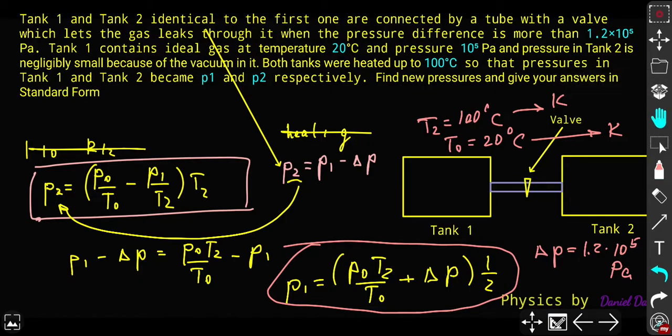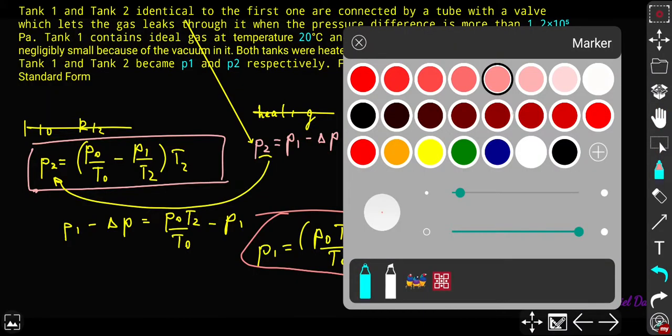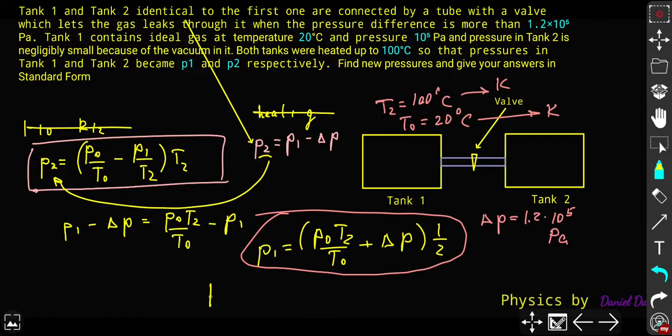So what I've calculated here, I found that P1, our final pressure in tank 1, is going to be 1.19 times 10 to the power 5 pascals. All right, so that's the standard form that we're supposed to have.